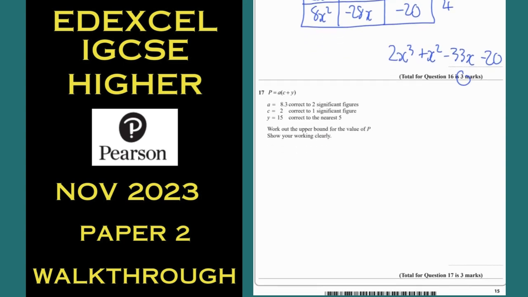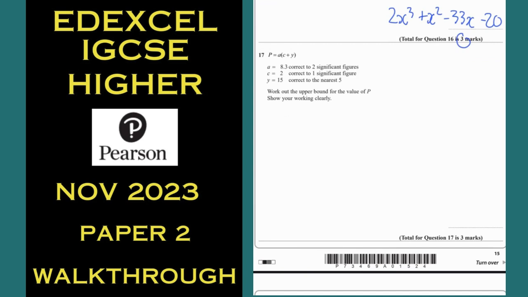Number 17, another standard one. As soon as you see errors and bounds, crack on with 8.3 up and down by half the rounding amount. Let's do C. That's 2 up and down by half the rounding amount. We've got Y as well. 15 up and down by 2.5. Yes, half of 5.